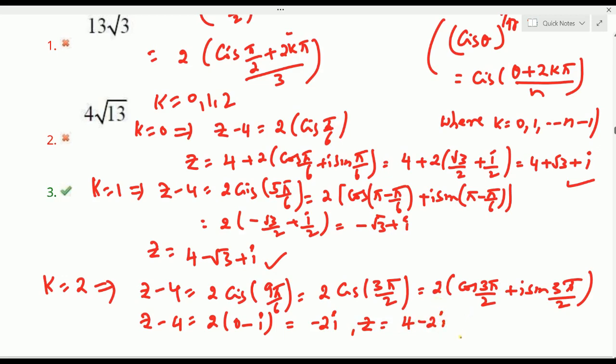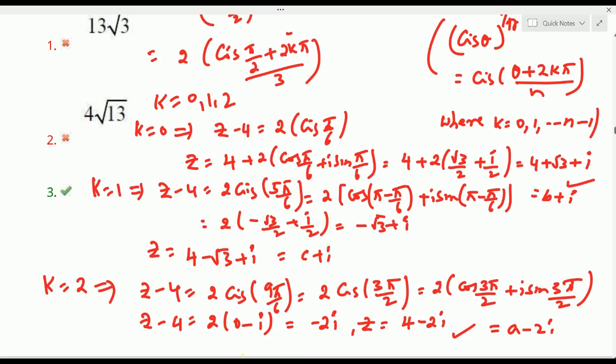What are the results? 4 minus 3i is one result, compare this with a minus 2i. Similarly 4 plus root 3i, we compared with b plus i. The other is 4 minus root 3 plus i, we can compare this with c plus i. What are the a, b, c values we got? a is 4. Now we got the a, b, c values.